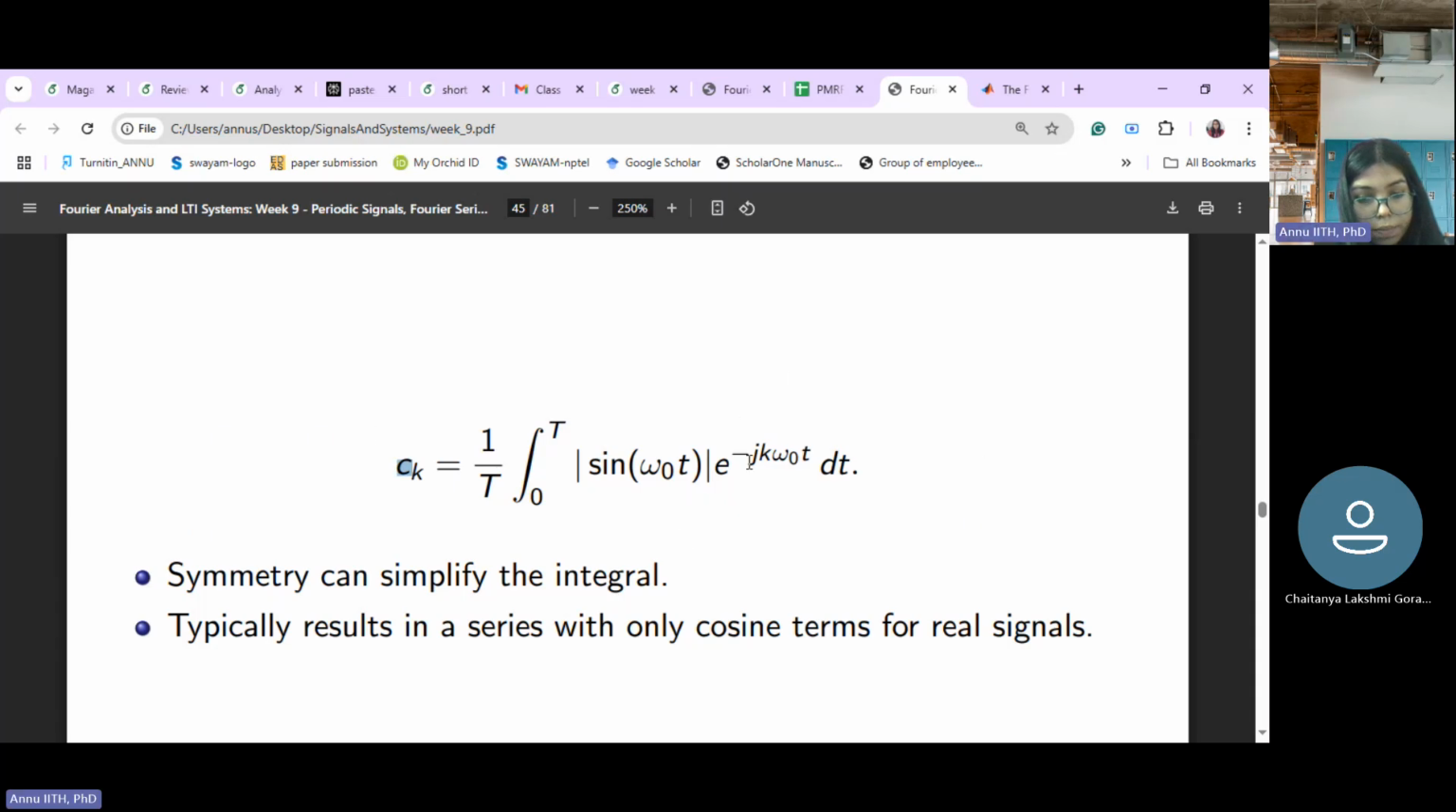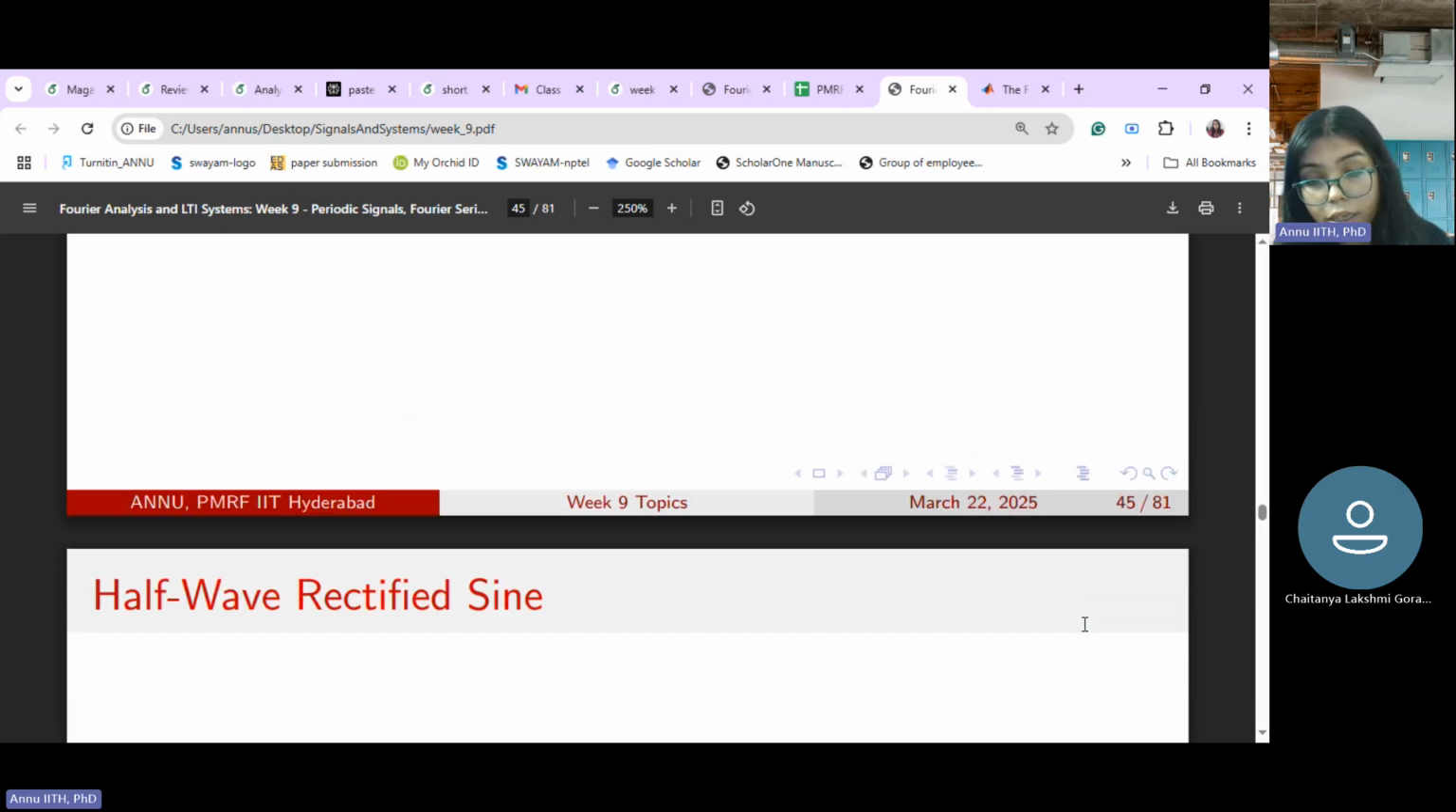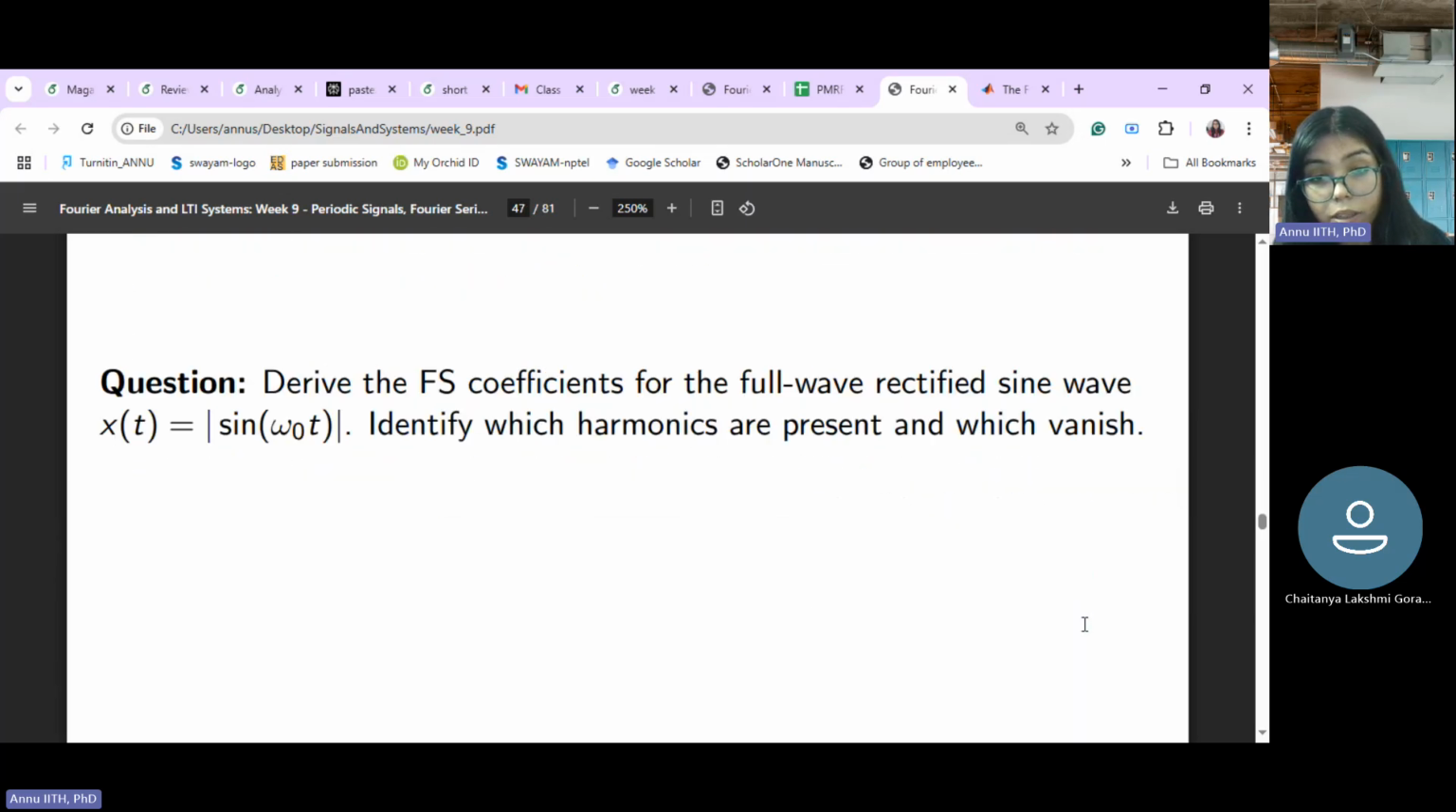So this is what c_k is. What do you think, is it an odd signal or even? Any idea? It's odd. Okay, sin(omega naught t) is there. Typically this results in signals with only cosine terms for real signals. So these are the cosine terms for the real signal. If it is an odd signal, then you will be having the odd part.